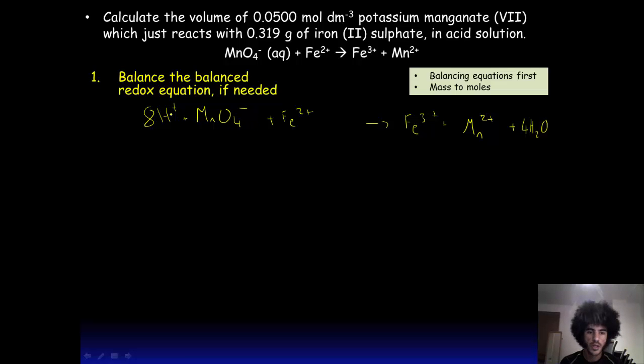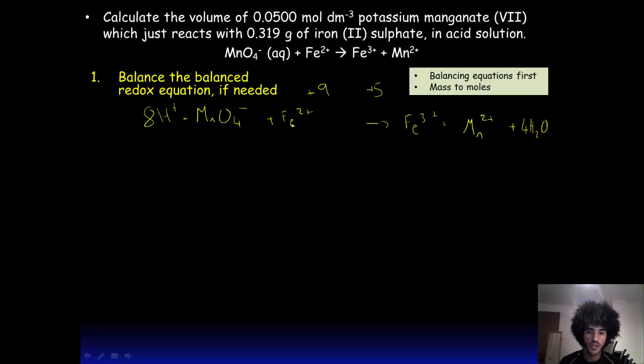But there's a problem. You've got 8+ here, plus 2 makes 10. Take away 1 is 9. But here you've got 3 plus 2, which makes 5. So there's a disparity there, right? Because you've got +9 here, and +5 over there. A couple of ways you can do this.